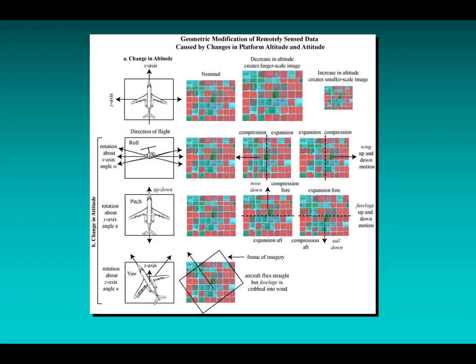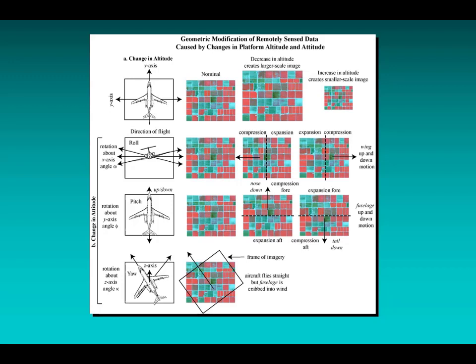And then the final situation, the yaw effects, that bottom row of the figure. We have yaw occurring when the wings remain parallel, but the fuselage is forced by wind to be oriented at some angle to the left or right of the intended line of flight. So we have then in that case rotation about the z-axis, angle kappa. Okay, so thus we have the plane that is flying straight, but all the remote sensing image data are going to be displaced by kappa.